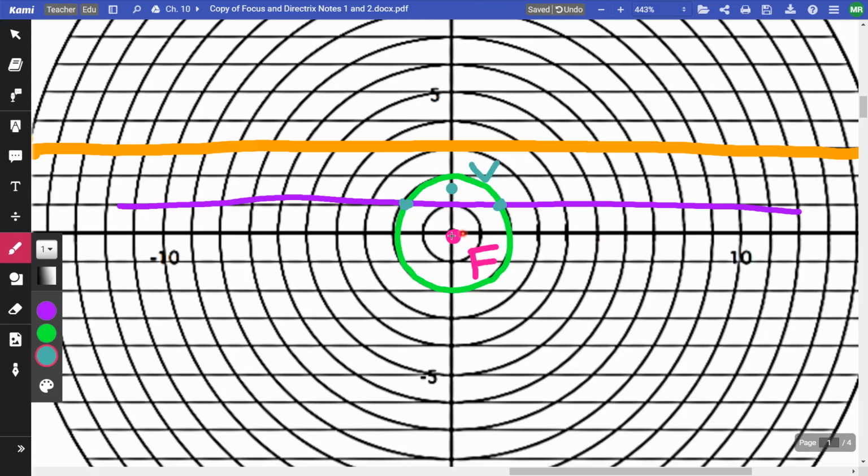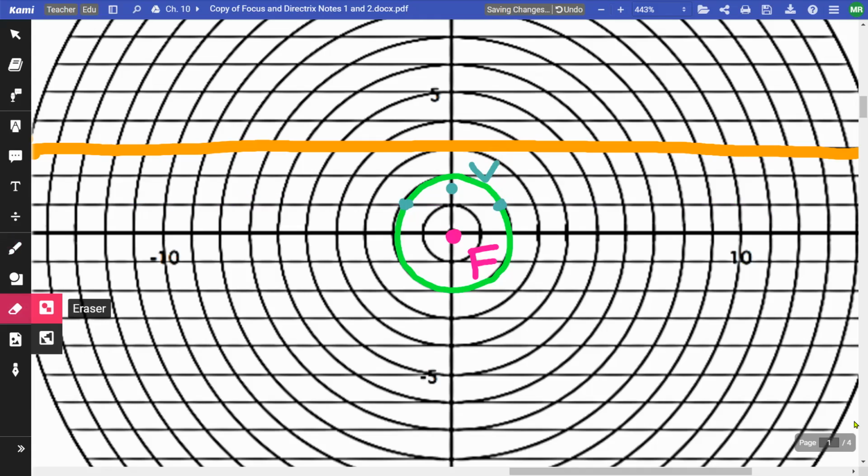Because again, I'm going out 1, 2 radii for my radius, but I'm also going 1, 2. So it's the same distance to here as it is to here. So again, I went out 2 for my circle, but I need to be 2 away from here. So 1, 2. And same on the other side. Let me get rid of that line and this for a second.